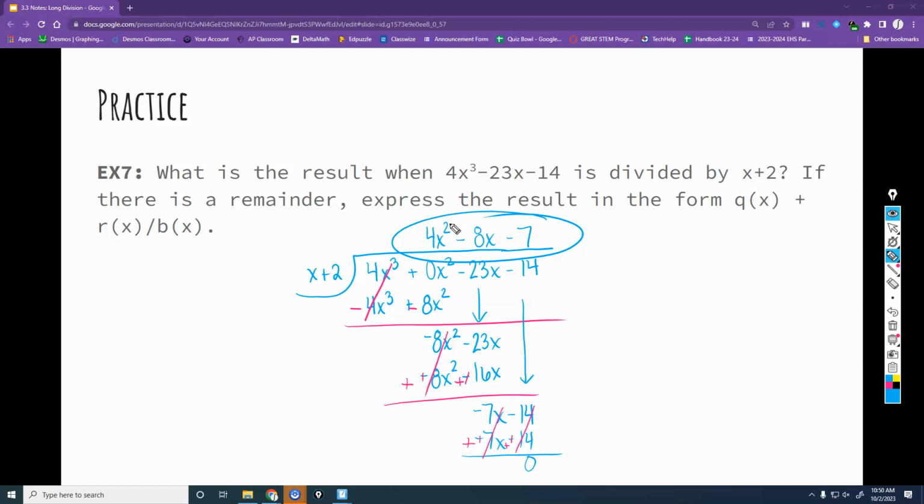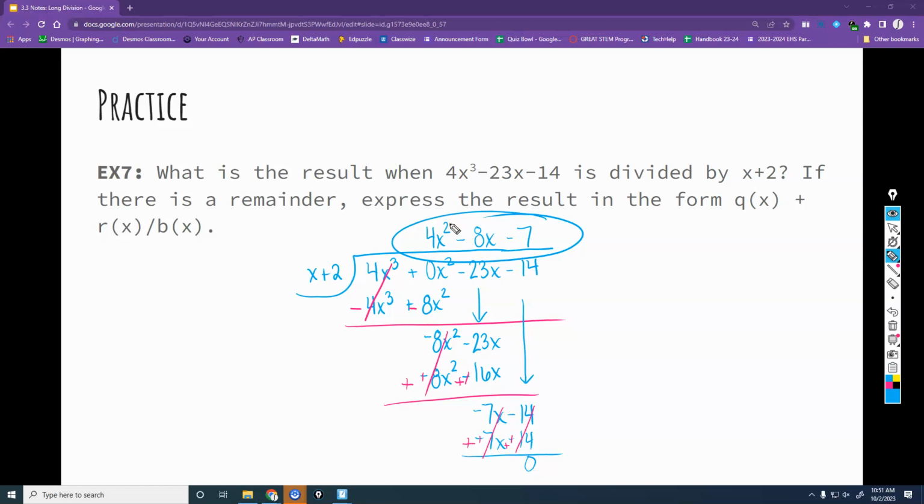Alright, so you don't look at the second number, you look at the front. So what times x would give you 4x cubed? 4x squared. So that should be 4x right there. So what you're doing is you're multiplying this by x plus 2. So 4x squared times x gives you 4x cubed. 4x squared times 2 gives you 8x squared. So it's plus 8x squared.